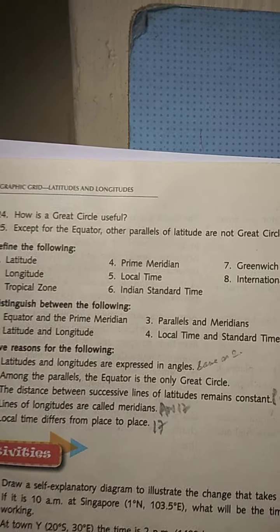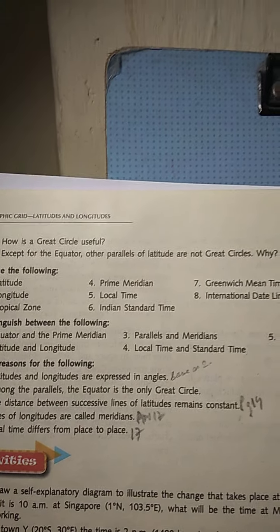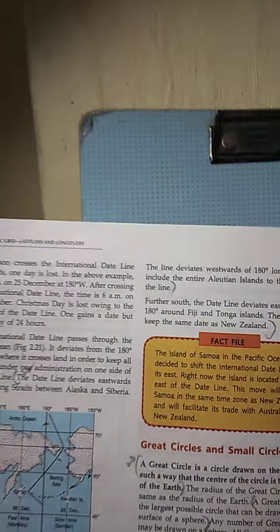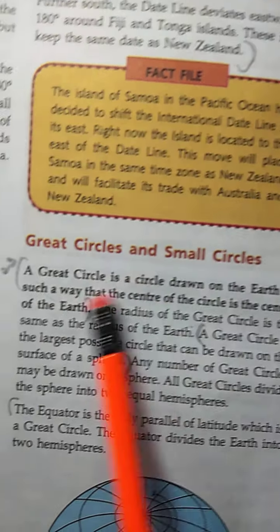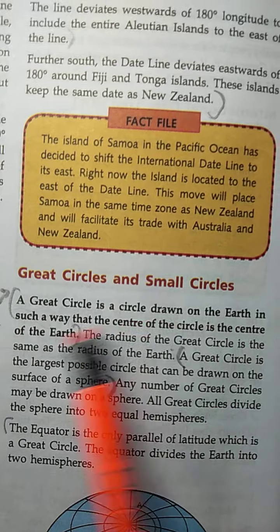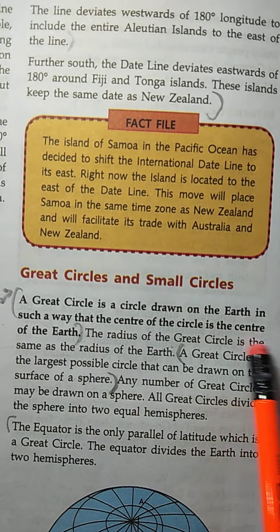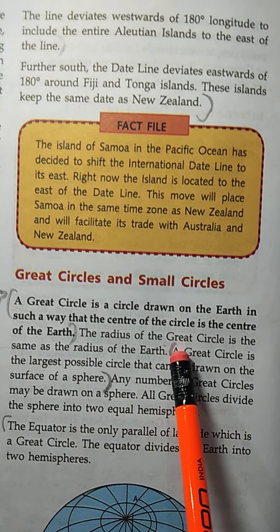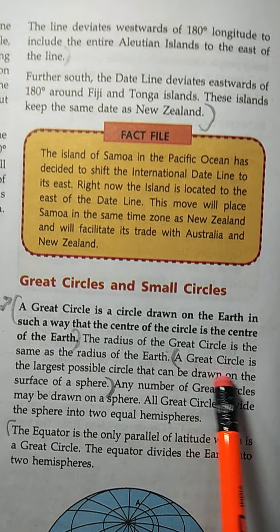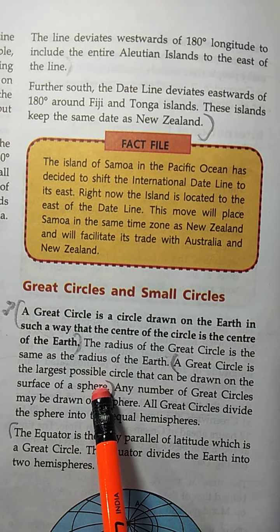We come to the last question. Except for the equator, other parallels of latitudes are not great circles. Why? The answer is here. A great circle is a circle drawn on the earth in such a way that the center of the circle is the center of the earth. The radius of the great circle is the same as the radius of the earth. A great circle is the largest possible circle that can be drawn on the surface of the sphere.